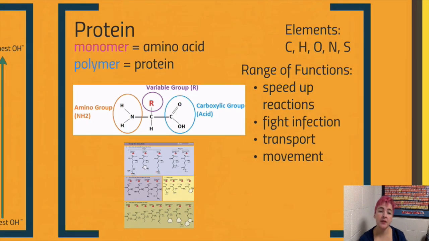Protein. Protein is a polymer of amino acids. Amino acid would be the monomer in this case. The elements here are carbon, hydrogen, oxygen, nitrogen, and sulfur. Protein has a wide range of functions. Some of them are speeding up the rate of reactions, acting as an enzyme, fighting infection, transport within and between a cell, and movement. The reason why your muscles move is because of proteins acting together.